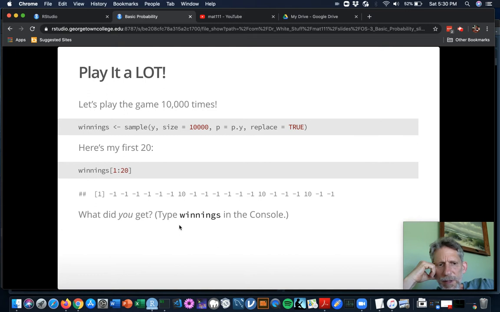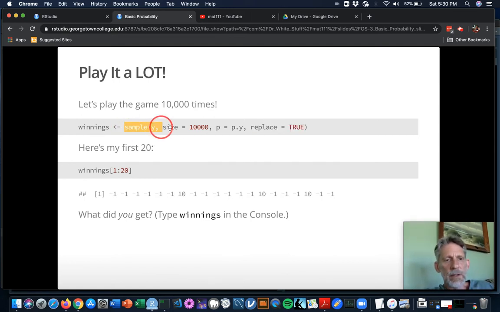Now, what would happen if you played it a lot? So what if you decided to play the game 10,000 times and just write down what you won and lost each time? Then all you have to do is change your call to sample to say size is 10,000. Now it's pretty important to say replace is true, because you're going to pull out of this vector 10,000 times. When you pull something out, you better put it back for the next time that you pick out.